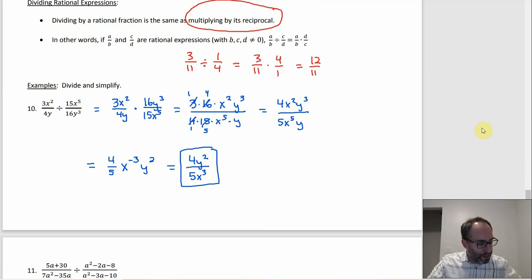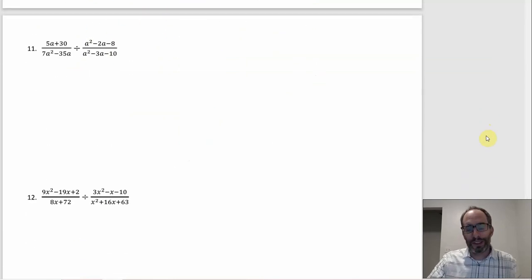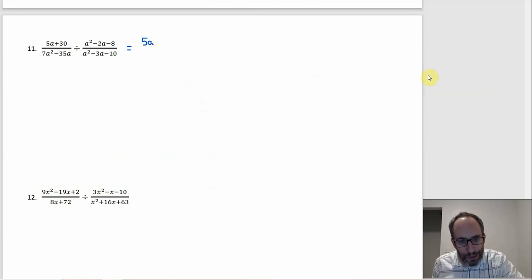All right, so the next thing, number 11, I think the answers aren't quite as clean as they were in like 7, 8, and 9 with some of these. I think you end up with more stuff left at the end, but we'll see. So first things first, I'm going to rewrite this as multiplication by the reciprocal. So 5a plus 30 over 7a squared minus 35a times a squared minus 3a minus 10 over a squared minus 2a minus 8.